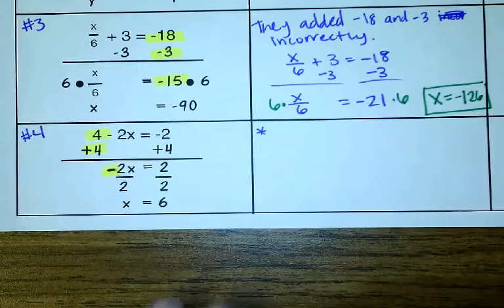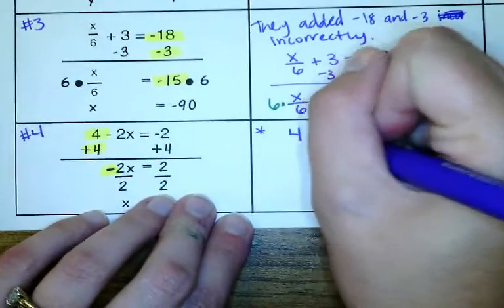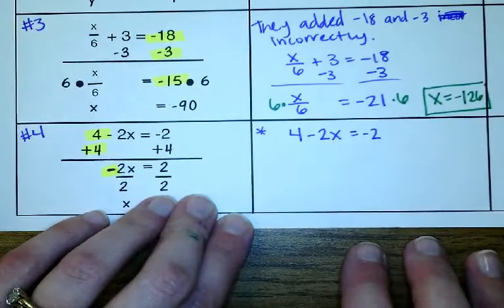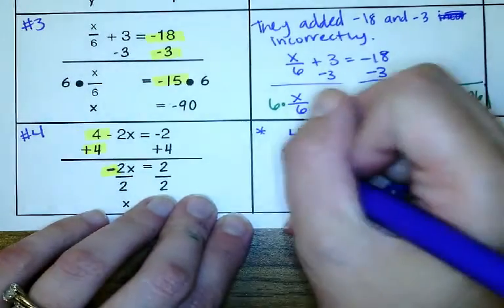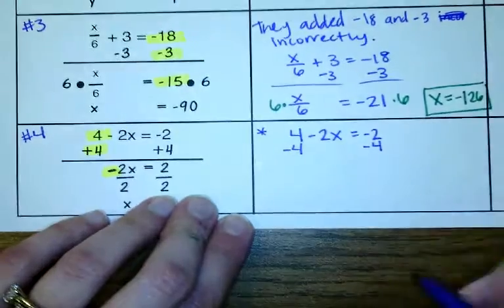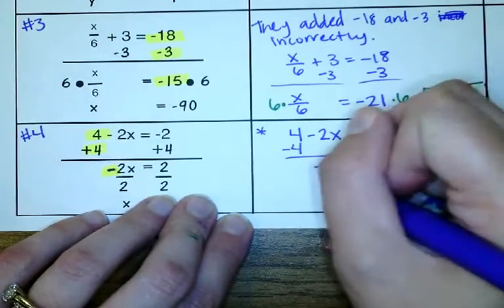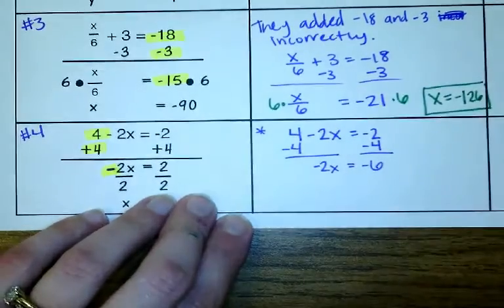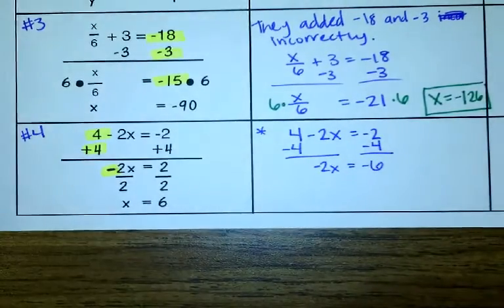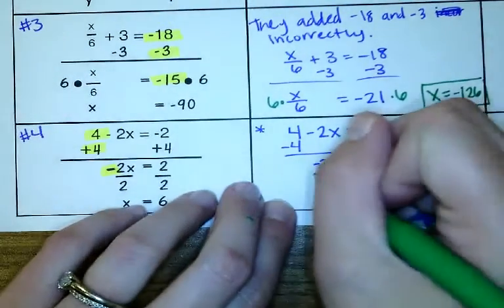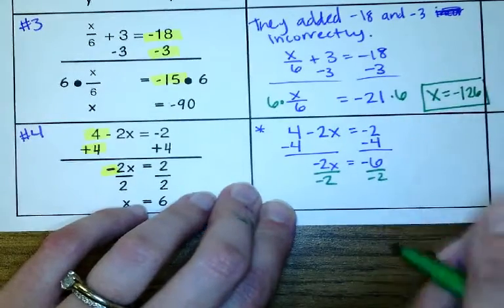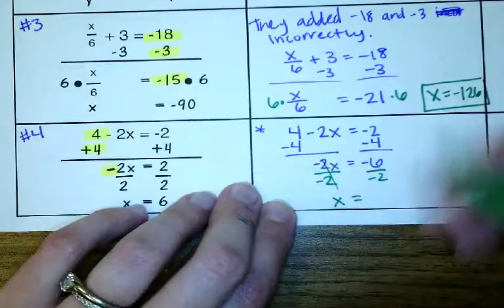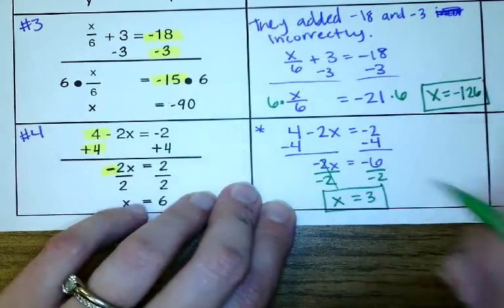So if we are going to do this properly, we would say 4 minus 2x is equal to negative 2. And then we would do our inverse operation here and fix that to be negative 4. So just like Rika was saying, negative 2 minus 4 would give us negative 6, right? And then here, now we divide by negative 2. So my x is equal to negative 6 divided by negative 2, which is a positive 3.